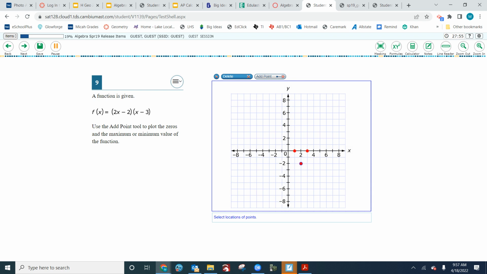Now, do you guys understand how to get rid of a point? You should be able to do that. There you go. Let's say you put it in the wrong spot. Just hit delete, then click on that point. Add a point. 2, was it 2, -2? There you go. Did you have to do any work but put it in Desmos? No.